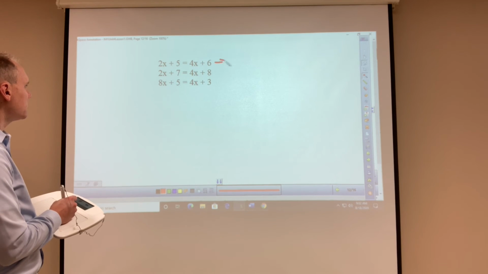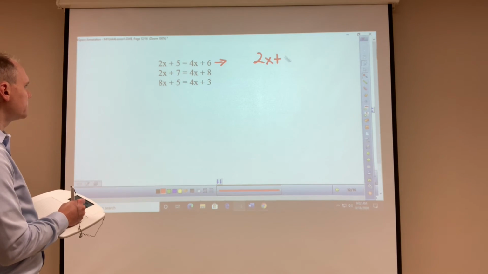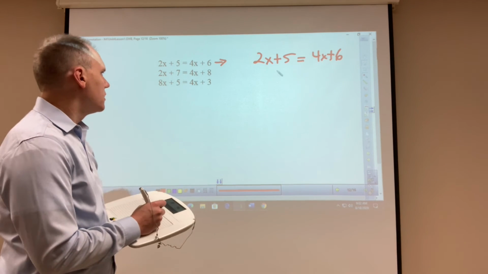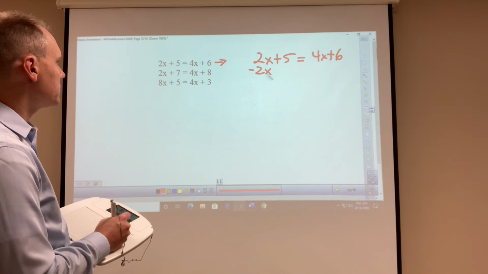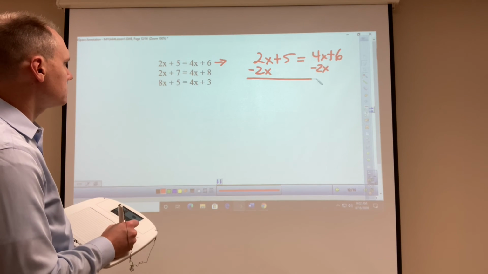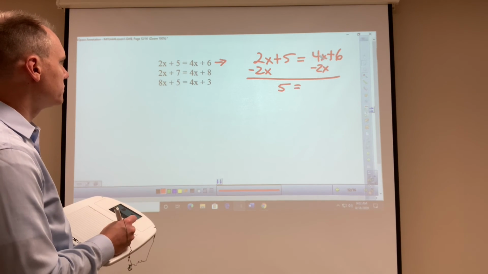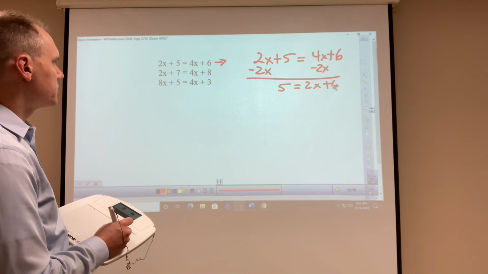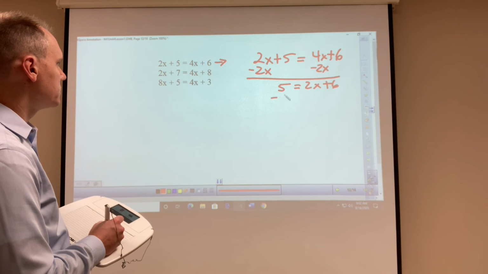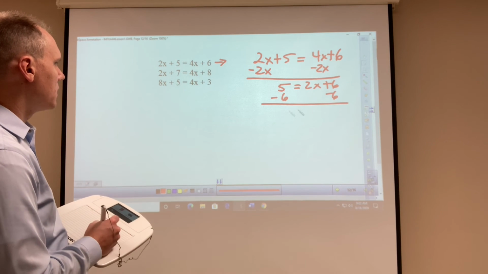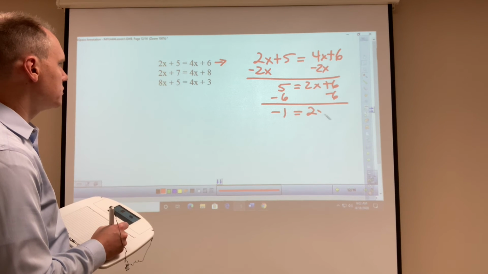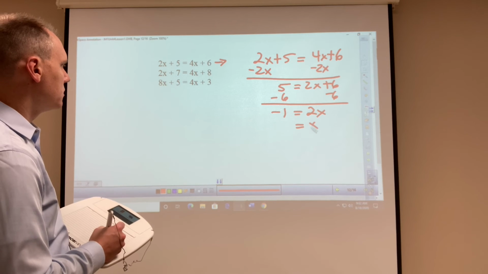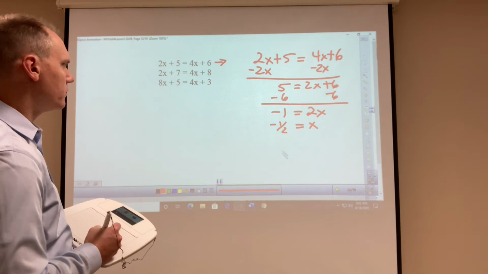So let's solve one. 2x plus 5 equals 4x plus 6. So let's solve this one and see. If we subtract 2x on both sides here, we're going to get 5 equals 4x minus 2x is 2x plus the 6. Subtract 6 on both sides, so we're going to get negative 1 equals just 2x there, because these are 0. And then we're going to divide by 2, so negative 1 divided by 2 is negative 1/2.